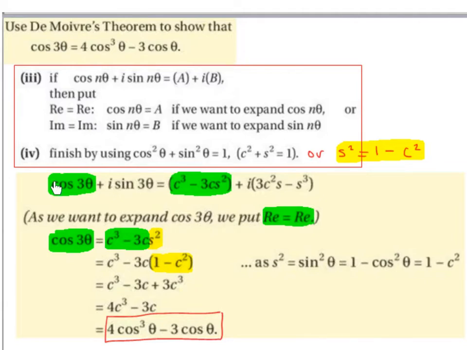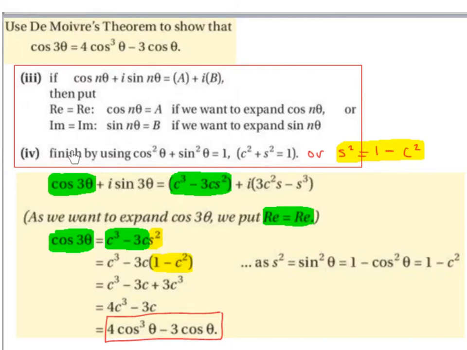So we're going to put cos 3 theta equal to c cubed minus 3cs squared. So as we want to expand on cos 3 theta, we put real equal to real. So we have cos 3 theta equals c cubed minus 3cs squared.